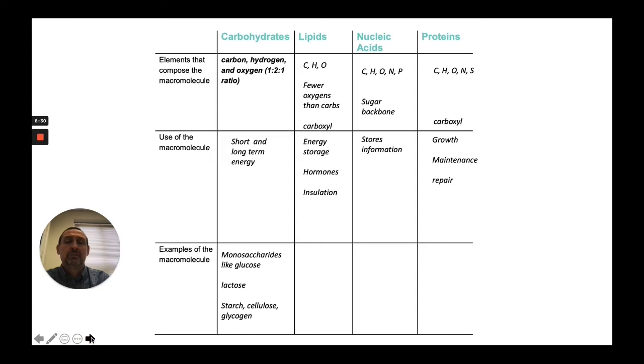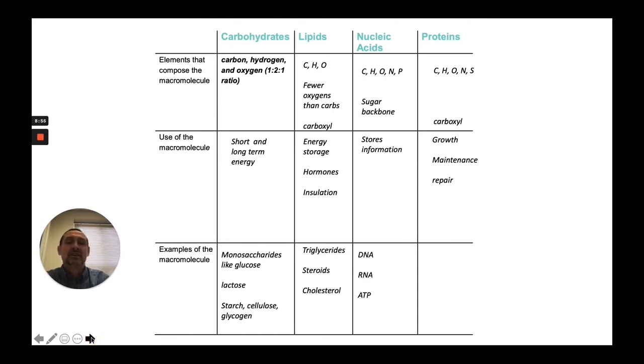Some examples of carbohydrates include monosaccharides like glucose, or disaccharides like lactose, or polysaccharides like starch, cellulose, glycogen. Examples of lipids would be things like triglycerides, which can be saturated or unsaturated. You know they're unsaturated if the molecule bends and if it has a double bond. Lipids could also be used for steroids and cholesterols.